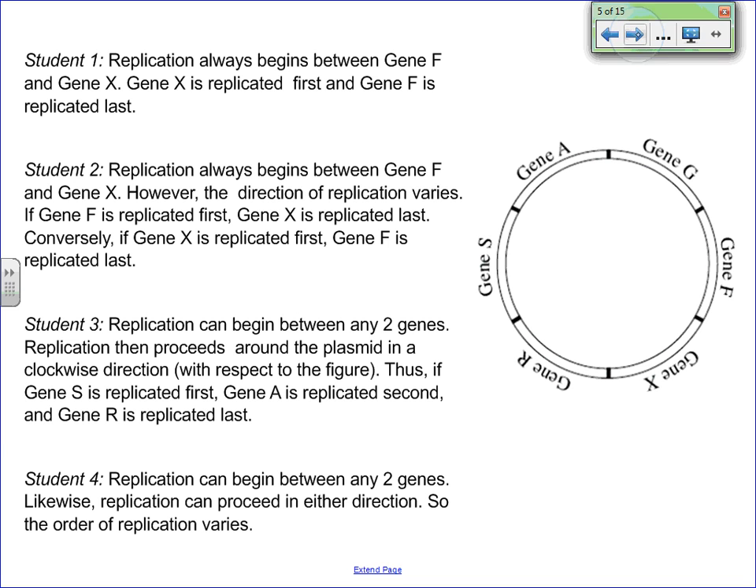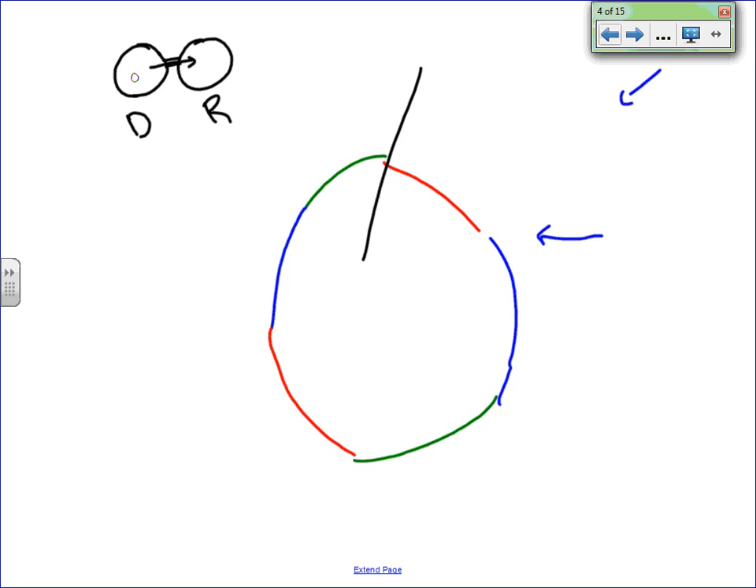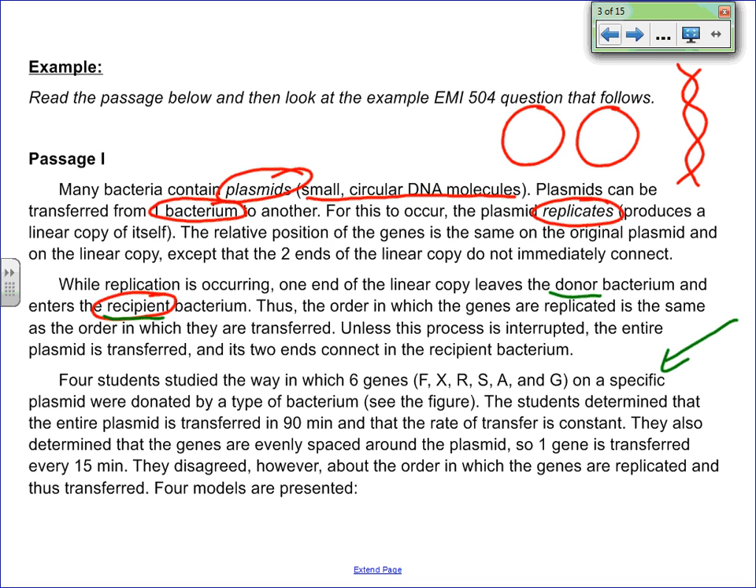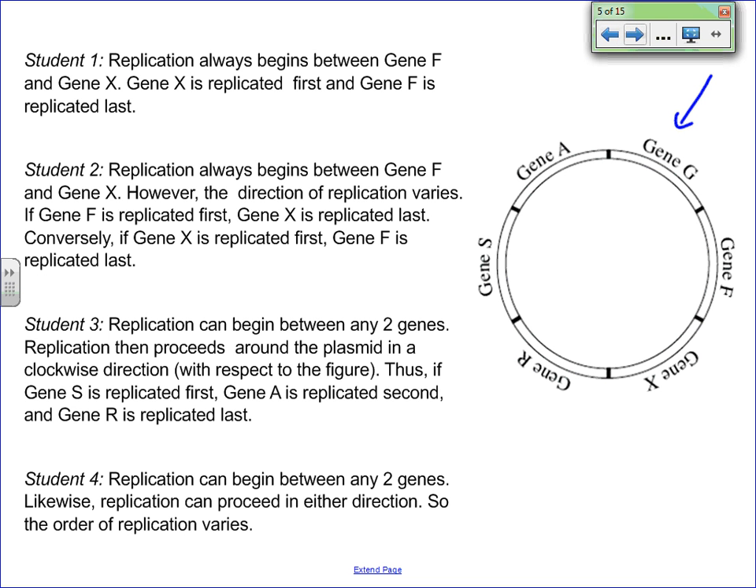That's what these scientists are actually looking at happening. So we see the donor plasmid over here on the side, and the different genes that are located on it. The scientists are essentially arguing about how the replication occurs, and each one is going to outline how they think it occurs. Student 1 says replication always begins between F and X. X is replicated first, and F is replicated last.